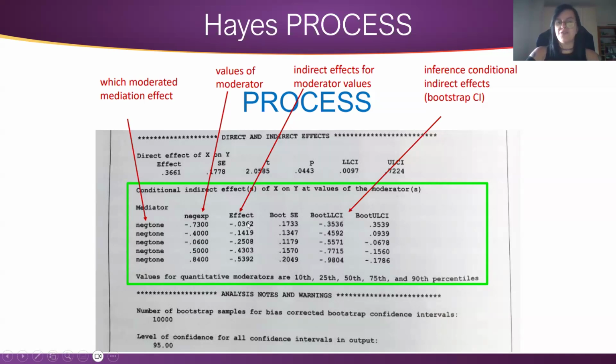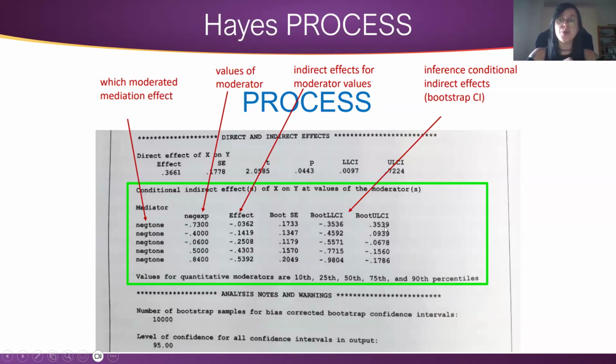Then we're going to see the effect, and this is going to be the indirect effect. So basically, if the moderator negative experience is minus 0.73, the indirect effect will be minus 0.0362.